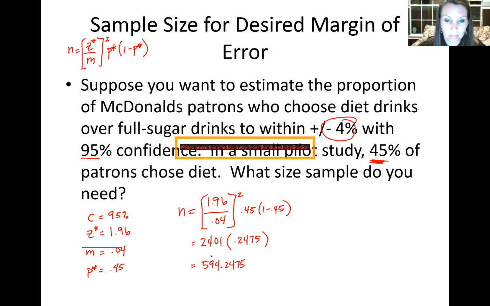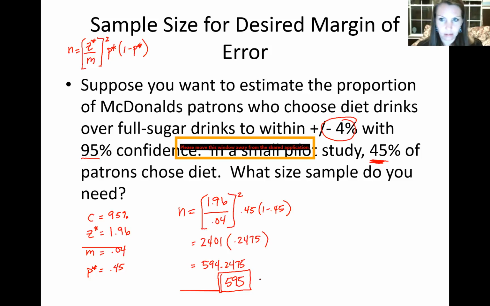594.2475. So in a sample size situation, when we're trying to figure out what sample size we need, we always, always, always round up. So when I say what size sample do I need? Well, I need 595. I'm always going to round up to the nearest whole number. Take the whole person and not just part of a person.